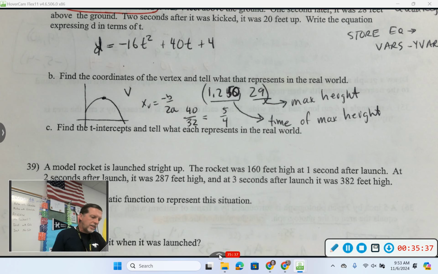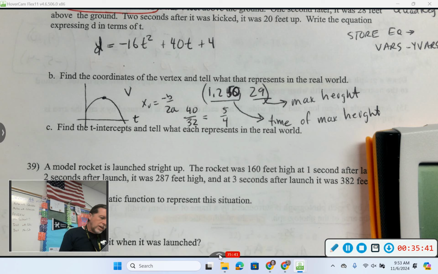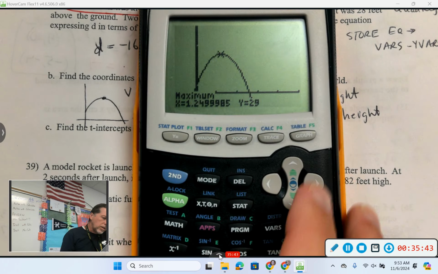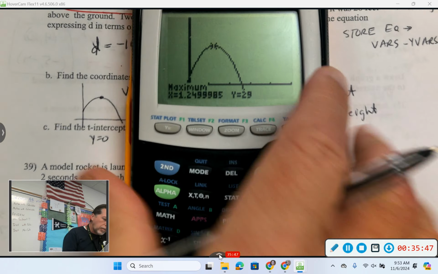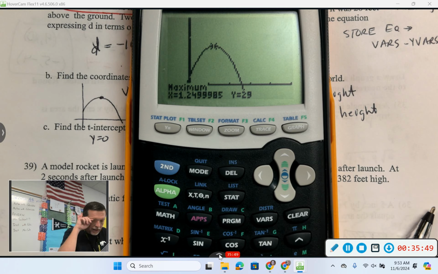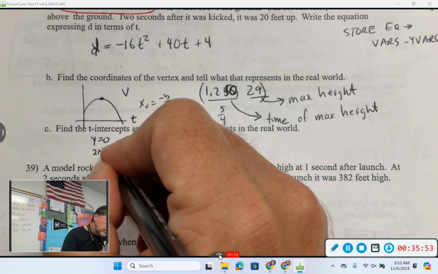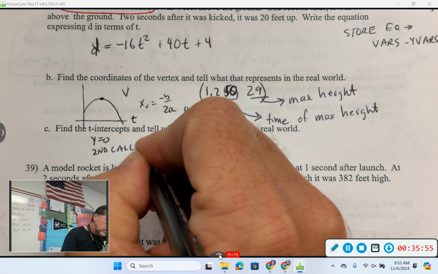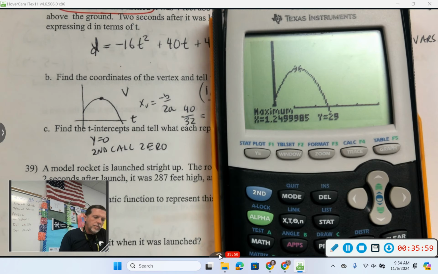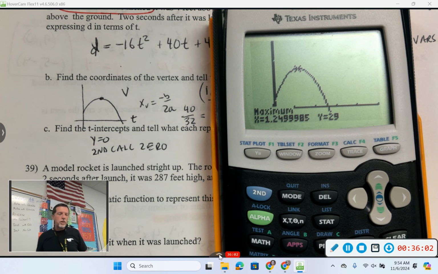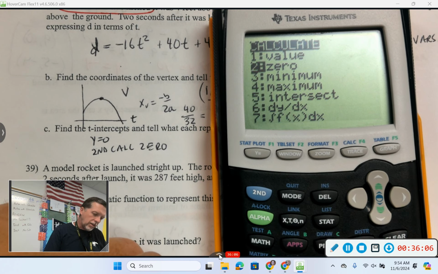All right, find the t-intercepts and tell what each represents in the real world. So the t-intercepts would be where y is 0. So we can again do second calc 0. Right, rather than setting that thing equal to 0 and doing the quadratic formula. You can do all that, but it's easier to just go second calc 0.